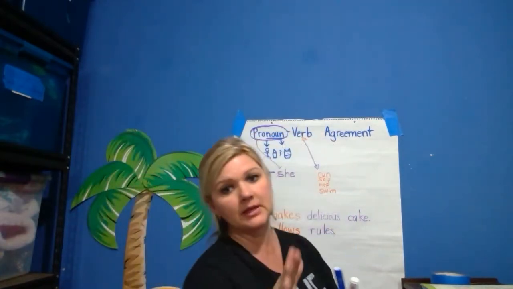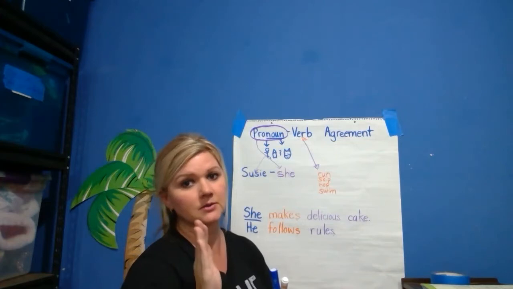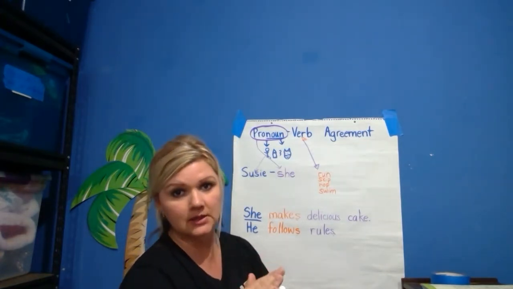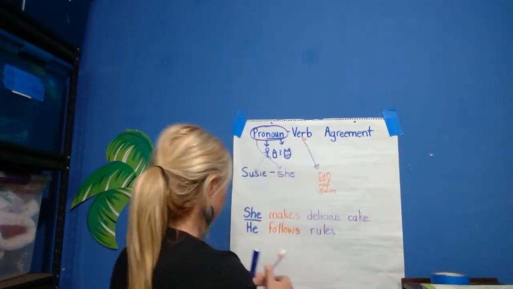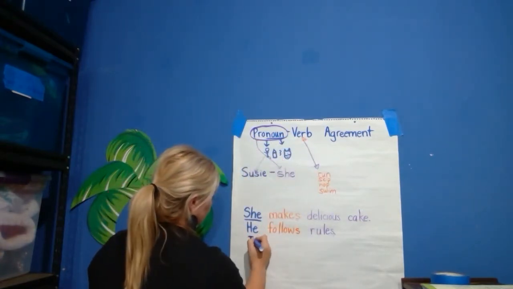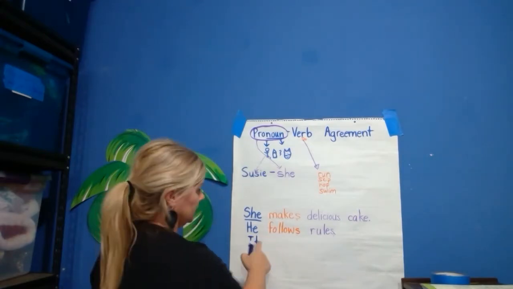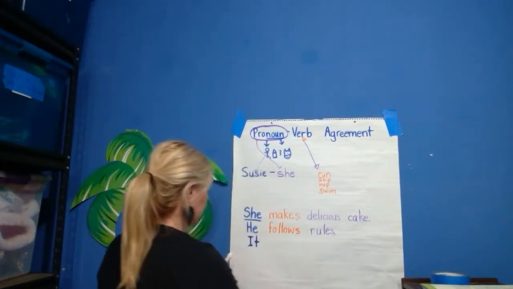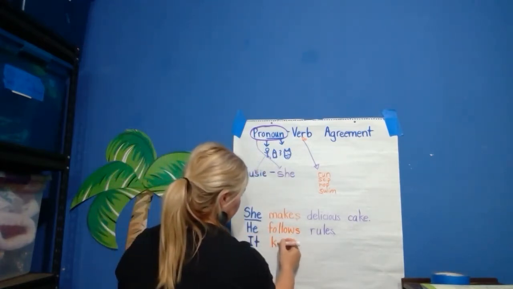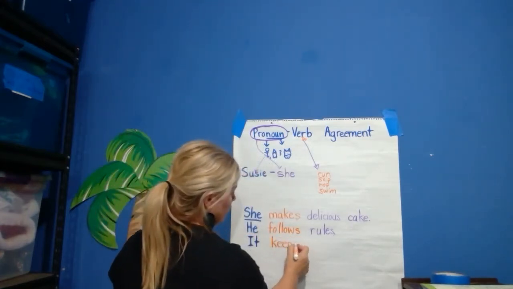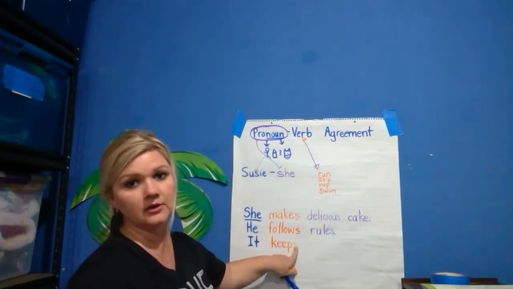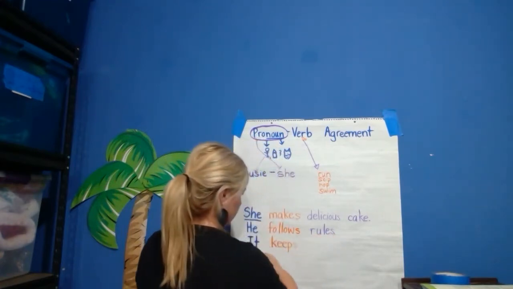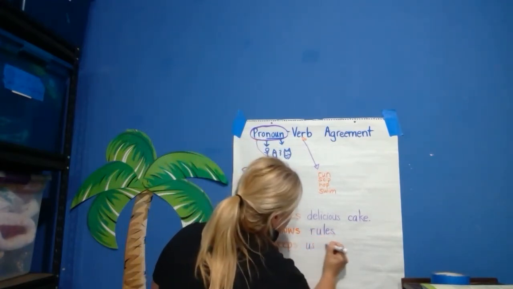Okay, this time we're not going to replace a person's name. We're going to replace a thing, or a place. So we're going to say, it. It is our pronoun. It replaces a thing. It keeps, okay, again, adding that S in agreement. Keeps what? Keeps us safe.